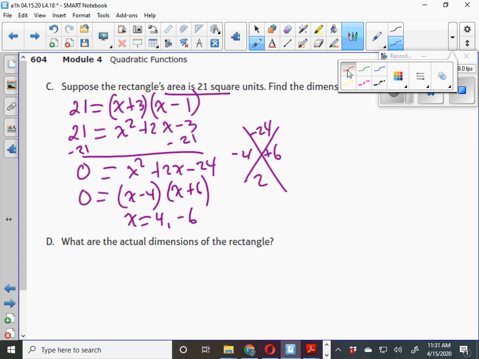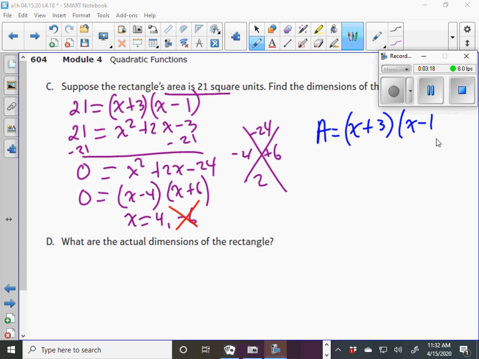Our problem here is that a length can't be negative 6, but we can look at that. Maybe that's not actually our length. Remember, the dimensions of the garden showed up as area equals x plus 3, x minus 1. If I were to plug in 4, I would get 7 times 3. Well, interestingly enough, that equals 21.